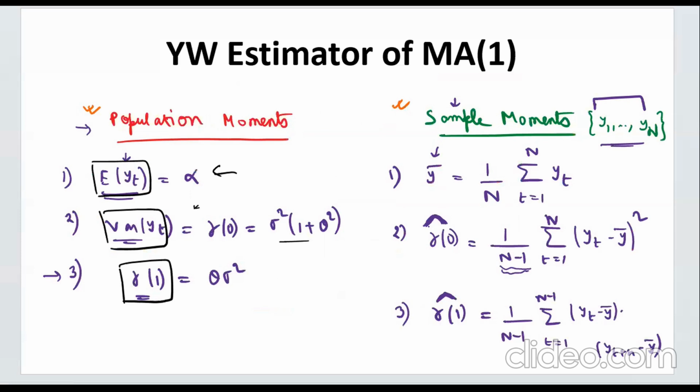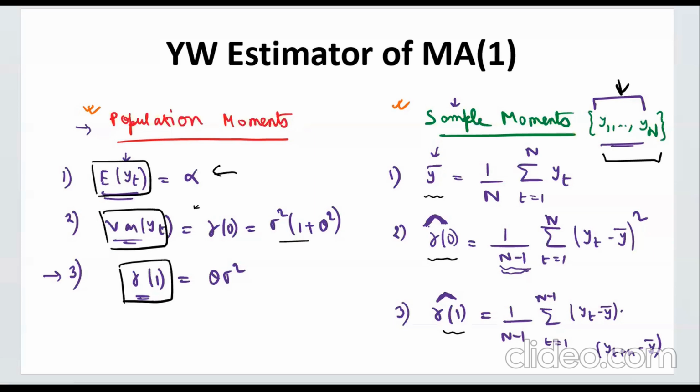And in case of sample, we only deal with the values that are known to us. In sample, we take the sample data. Sample data is y1 to yn. The sample counterpart of expectation is the simple average, which is y bar. For variance, it is gamma naught cap. Cap is used for the sample counterpart of the population moments. And again, you have gamma 1 cap, which is the sample counterpart for gamma 1, the autocovariance function.